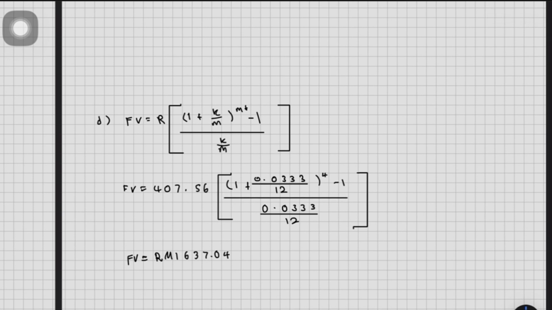For question D, to calculate this amount, I use the future value formula. In this formula, R represents the monthly repayment, which is RM 407 and 56 cents. The monthly interest rate is 0.0333, and the remaining number of payments is 4 months. After calculating, the answer is 1,637 ringgit and 4 cents.